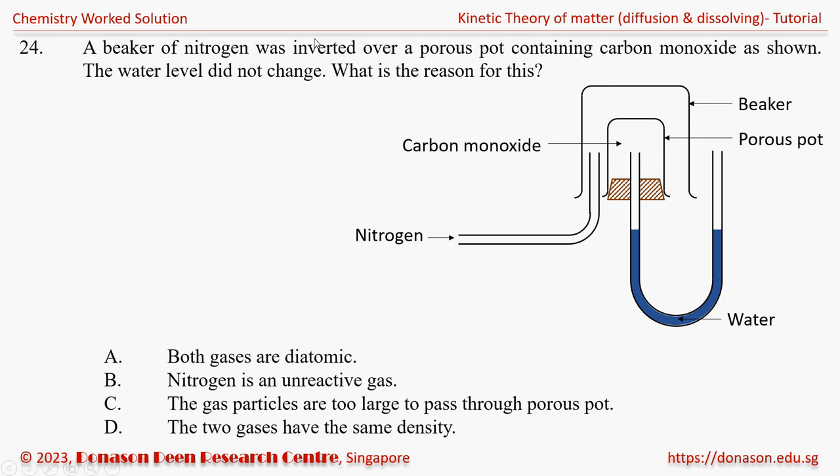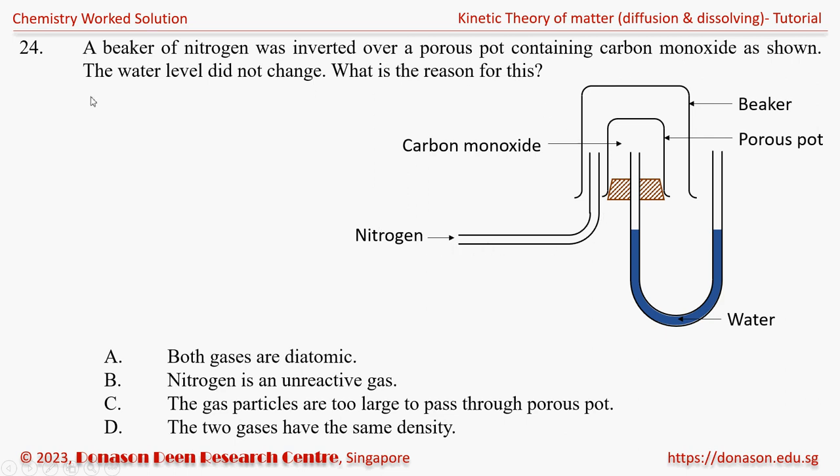A beaker of nitrogen was inverted over a porous pot. A porous pot is a pot in which gaseous exchange can occur freely. The gases are able to pass through the walls of the porous pot. The pot contains carbon monoxide. Of course, carbon monoxide is inside the porous pot, and the gas outside the porous pot is, of course, nitrogen.